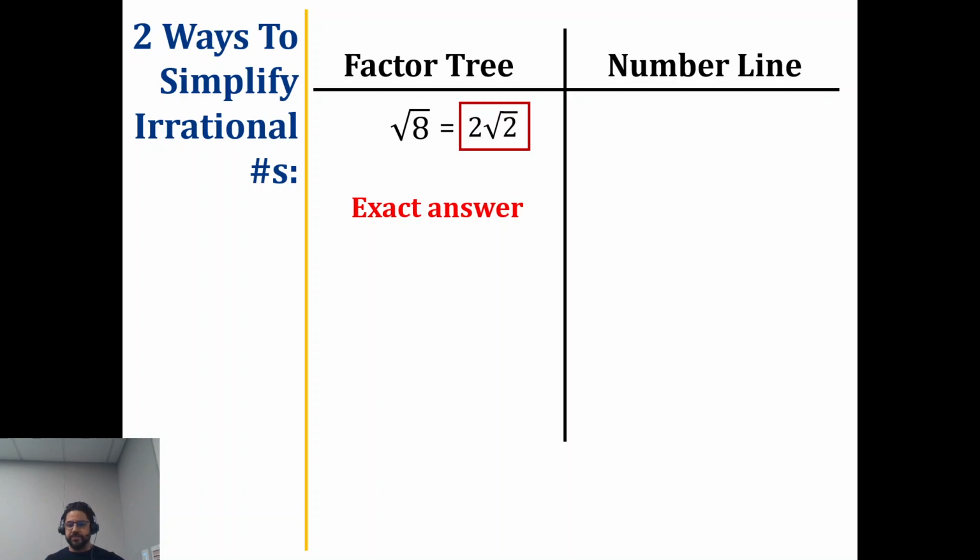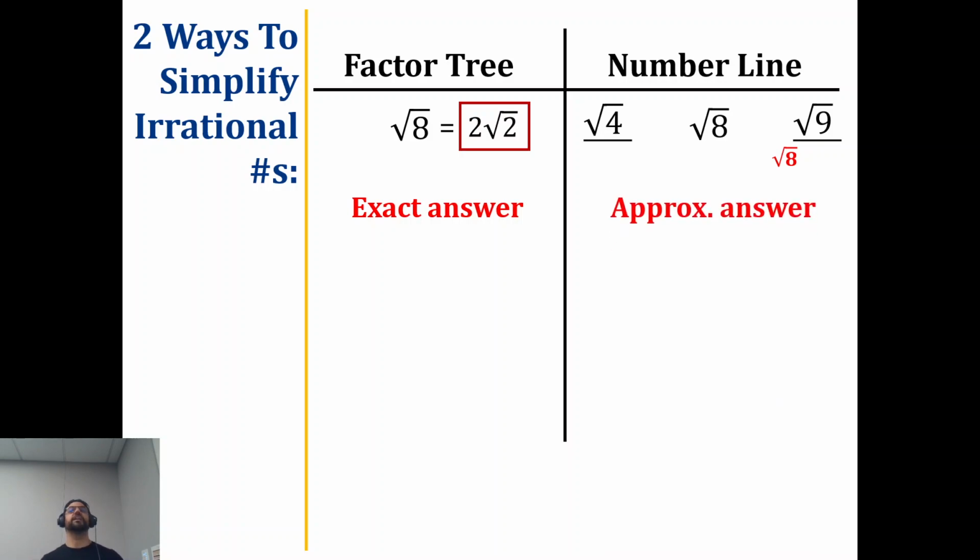An approximate answer, though, would be a decimal number, which is going to be on the number line that we're going to learn later on and say, okay, it's in between the square root of 4 and the square root of 9. So it means it's somewhere in between a 2 and a 3. If you notice, it's a little bit closer to the square root of 9, which means it's a little closer to 3. So is that a 2.7, 2.8, 2.9? Is it a 2.92? We really don't know yet, but we're going to discover that later on.